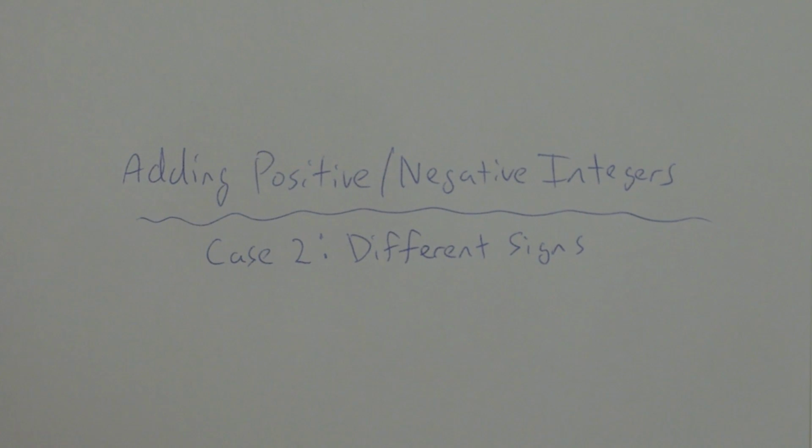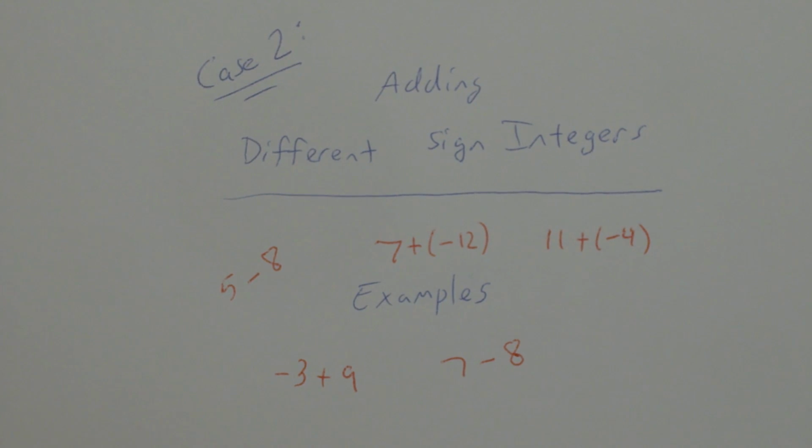All right, guys, let's do it. Adding positive/negative integers. Case 2, different signs. So we're continuing here from last time. All right, so here are some examples of what case 2 looks like when we're adding different sign integers.